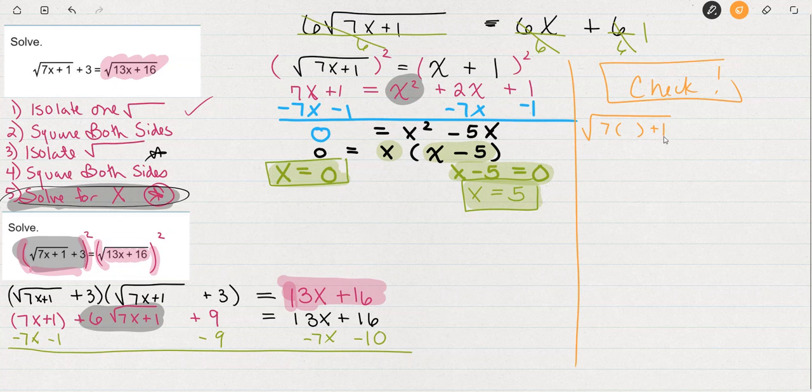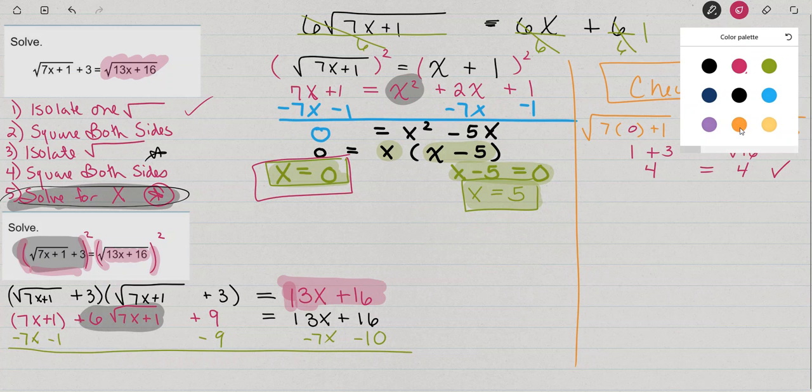The square root of 7x plus 1, plus 3, equals the square root of 13x plus 16. What I'm going to do is replace that x with a 0 and see if that does in fact work out. The square root of 0 plus 1 is the square root of 1, which is 1. 1 plus 3 is 4. And the square root of 0 plus 16 is the square root of 16, and the square root of 16 is 4. So it looks like we're good with the 0. We can accept x equals 0 as a solution.